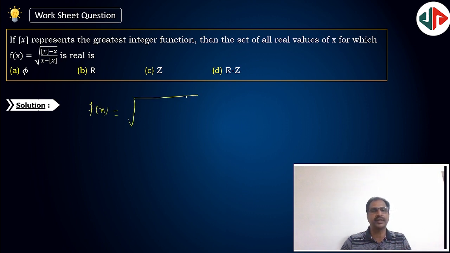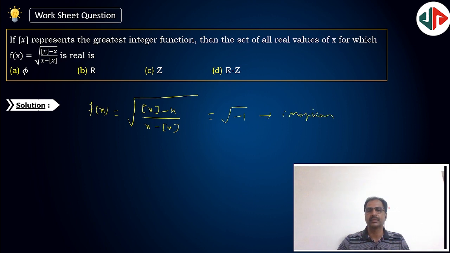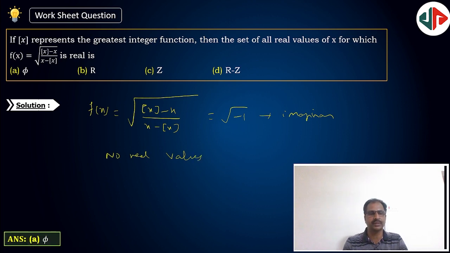If x is any real number, step x minus x by x minus step x, this is nothing but root of minus 1. If you take minus common, then both get cancelled. It is root of minus 1, which is imaginary. So what are the real values of x for which the function is real? Means no real values. So answer is option A, null set.